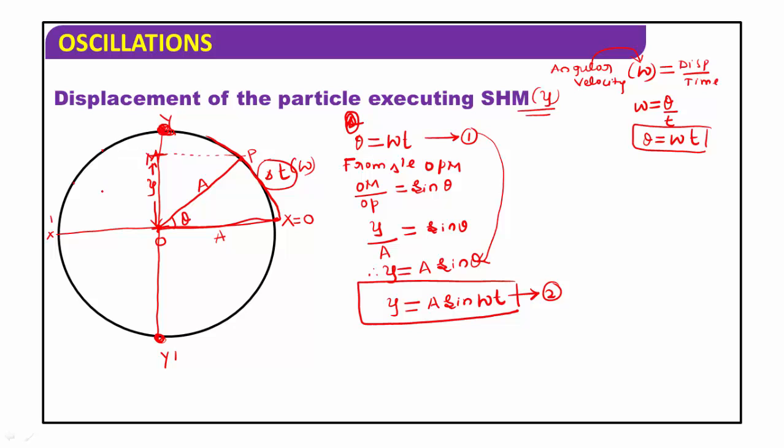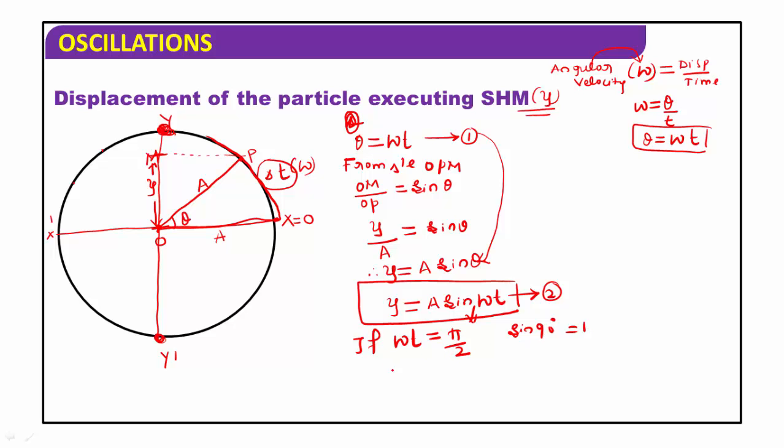Suppose we take omega into t, the angular velocity with respect to time. Here omega t is equal to pi by 2, and pi by 2 means 90 degrees. Then this equation becomes sine 90 degrees, whose value is 1. Sine pi by 2, that is sine 90 degrees, is equal to 1.